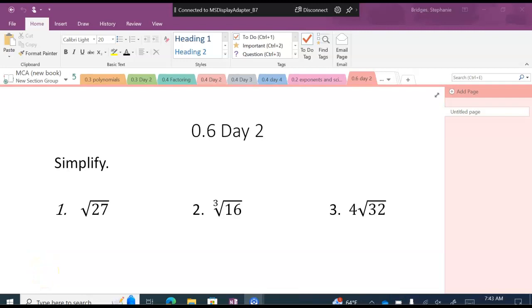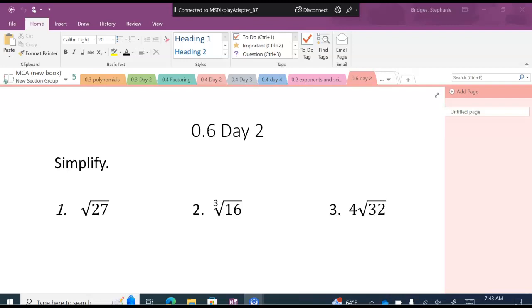All right, so yesterday when we did the radicals, they were all perfect roots, like perfect squares, perfect cubes, perfect fourth powers. Today they're not going to be that, so we have to talk about how we're going to simplify those. We don't want decimal answers. We want to leave everything in what we call simplest radical form. So let's start with the first one.